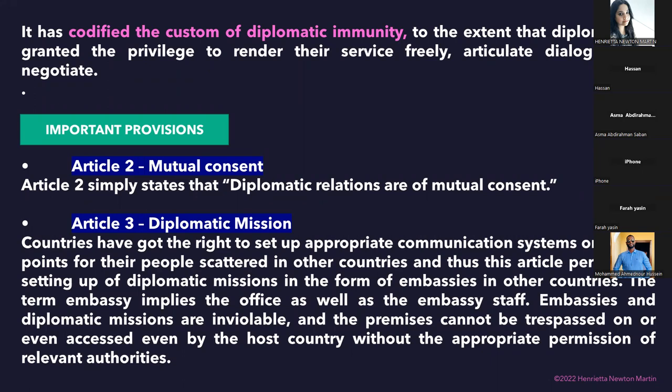Next is Article 3, diplomatic mission. Countries have the right to set up an appropriate communication system, or contact points, for their people who are scattered in other countries. Thus, this article permits the setting up of diplomatic missions in the form of embassies in other nations. It is Article 3 of the Vienna Convention that enumerated the setting up of embassies or consuls in other countries.